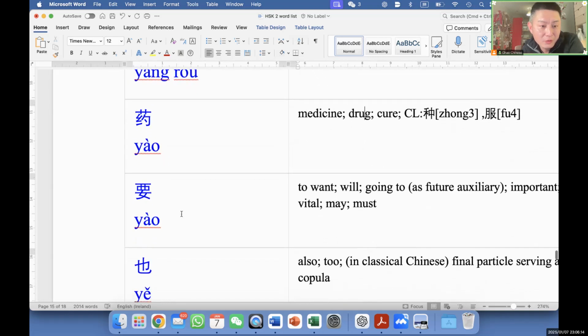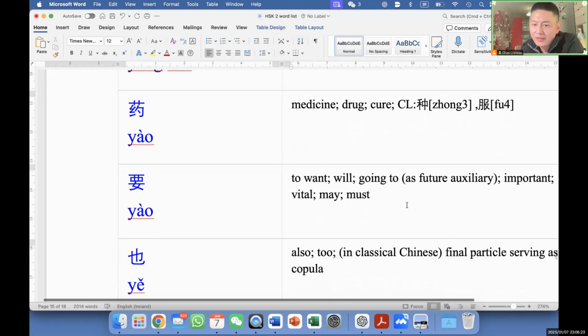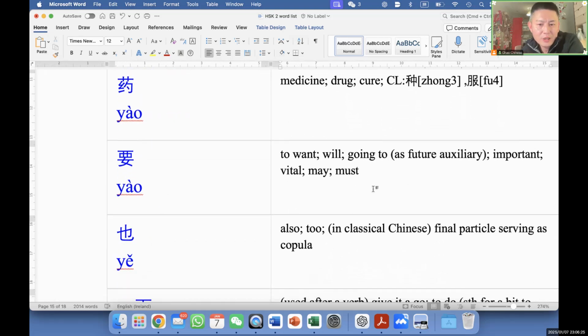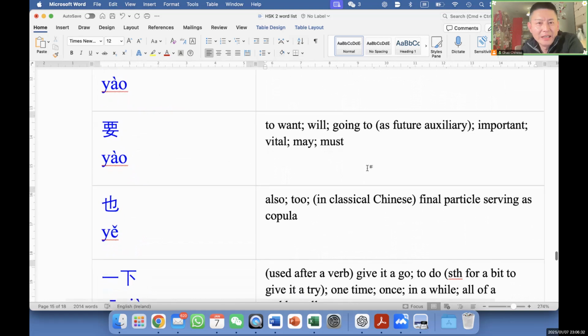Next one, another yao. Same pronunciation, but totally different. Is to want things. Okay? 我要, 你要, something like that. And why do we have a woman there? I don't know. My ancestors were not very good. Anyway, they put a woman in wanting things.